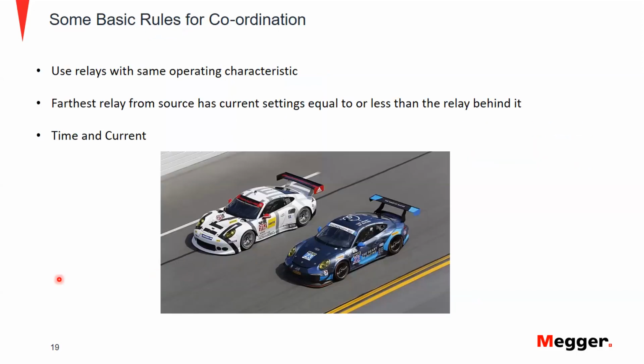So some basic rules for coordination: it'd be nice to use relays with the same operating characteristic if possible. It is important because the job of coordinating all these devices, like that radial feeder I was talking about, is a challenge in itself. So you don't need any extra help, right? If each relay has a different characteristic, the task of coordinating the operating times can be a nightmare as well.